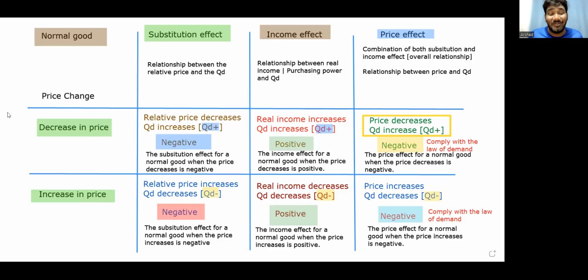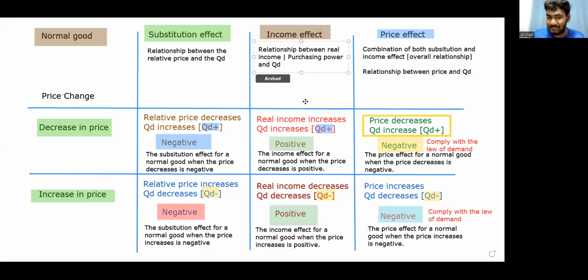Now this is only normal good. We have inferior good and we have Giffen good, but that we will go faster now, right? Now I will not be writing these again, because for substitution effect, we look at the relationship between this, and for income effect, we look at this relationship, right? So that doesn't change. That's the same for whatever good. So now we will go to our second type of good, that is an inferior good.